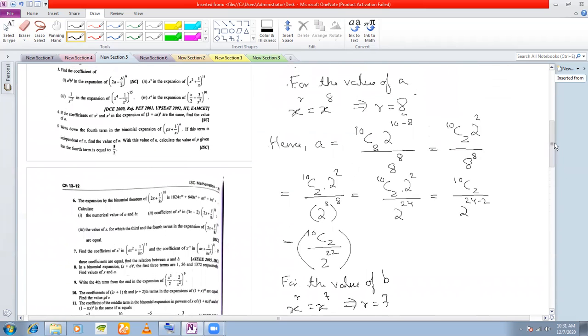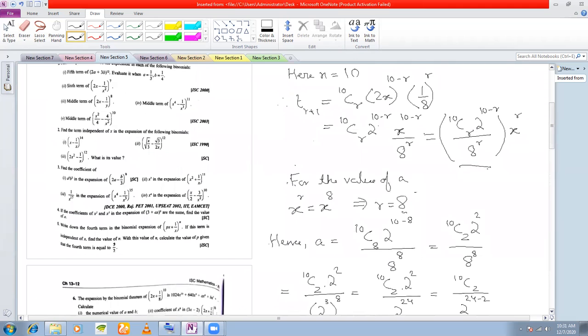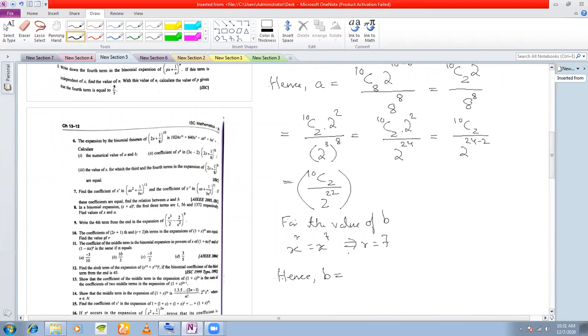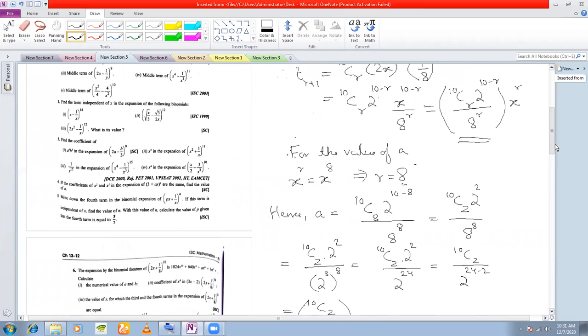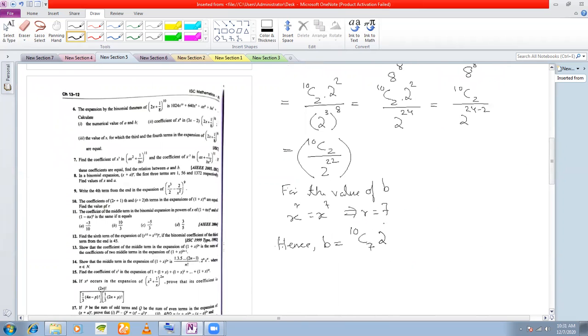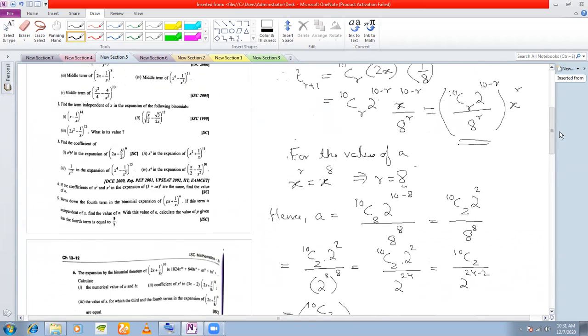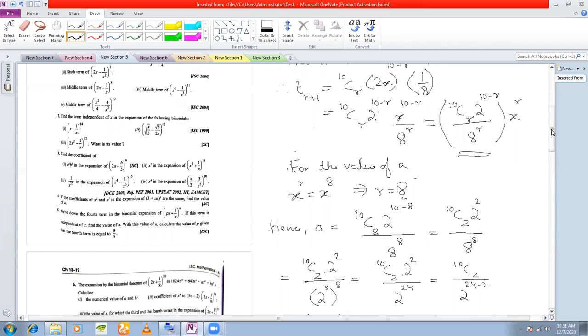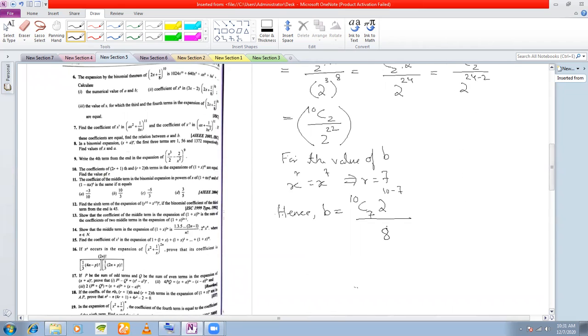hence b is equal to, put it in this. What is the coefficient of x to the power of r? Put it here. 10Cr, 10C7. Next, 2 to the power of 10 minus 7 divided by 8 to the power of r. 8 to the power of r is 7. 8 to the power of 7.